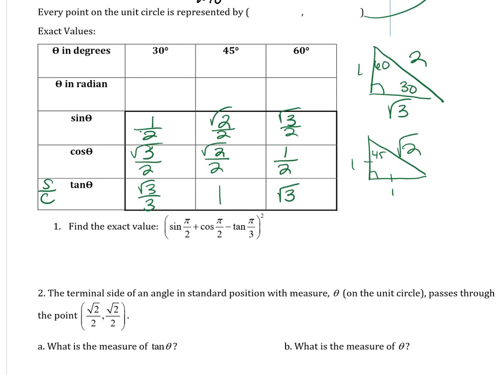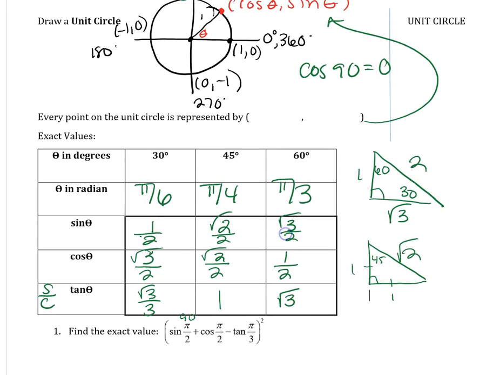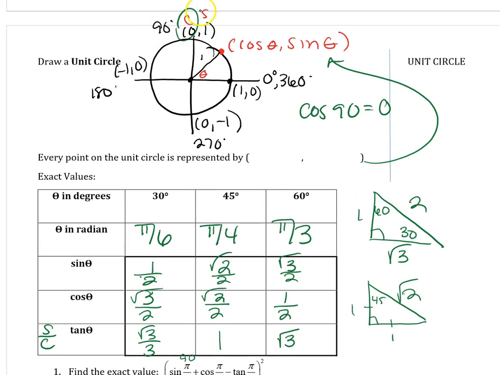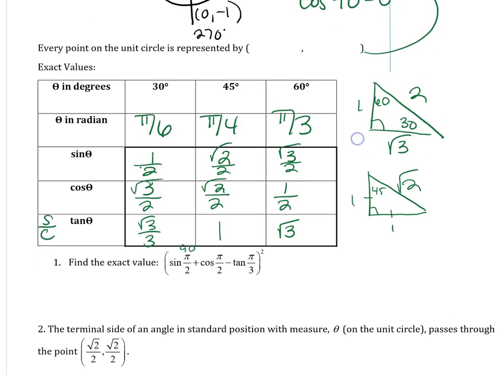Keep in mind that these could be in radians as well. So 30 degrees is pi over 6 radians because 180 divided by 6 is 30. 45 is pi over 4, and 60 degrees is pi over 3. So if I wanted to find the exact value of this, I would think pi over 2 is 90 degrees, and then using my unit circle, I go to 90, and I wanted the sine, so it would be the y value, so 1. Cos of pi over 2, so cos of 90 was 0. And then tangent of pi over 3 using my chart would be radical 3.